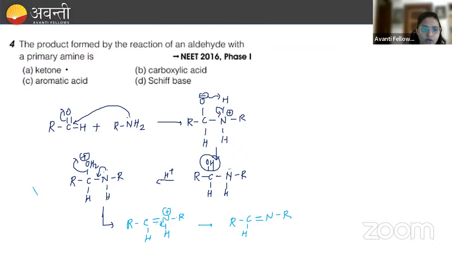Is this ketone? No, it is not ketone. Is this carboxylic acid? No, it is not carboxylic acid. Is this aromatic acid? No, it is not aromatic acid. So what is the remaining? Yes, Ayush, very good. So it is what? Schiff's base. Okay, तो आपको ध्यान में रखना है, this is the structure of the Schiff's base. Okay, everyone getting this? Simple reaction है, आपने ये पढ़ा होगा.